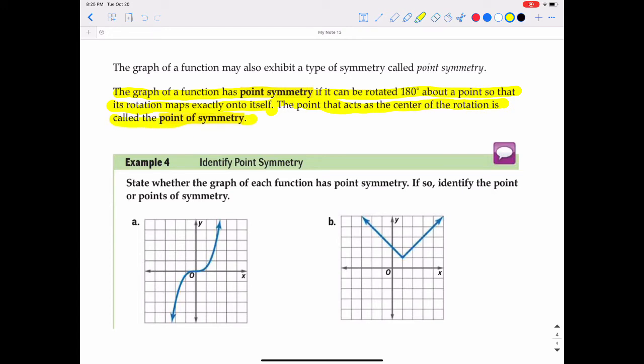The point that acts as the center of the rotation is called the point of symmetry. So if we can spin it 180 degrees, which is a half turn, and it looks exactly the way it looked when we started, then we would say it has point symmetry.